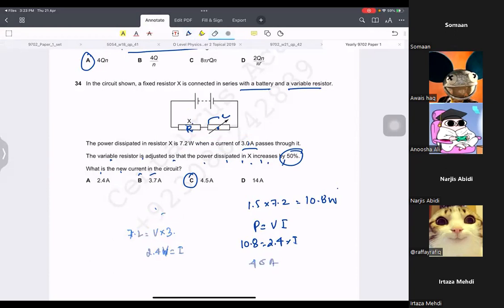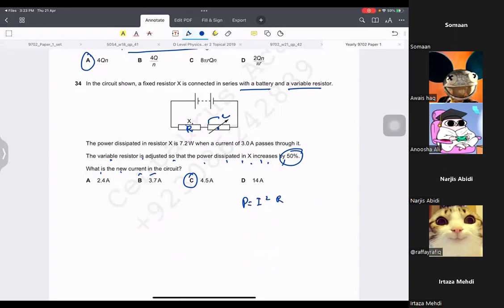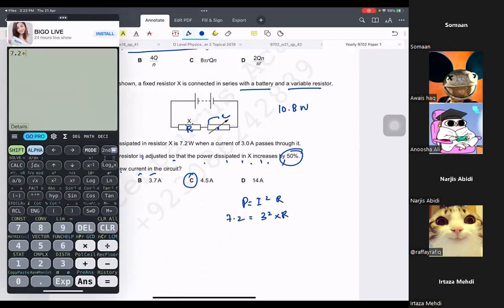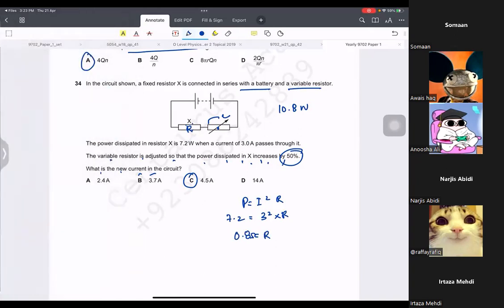Sorry, resistance will stay the same. So I need to find the resistance, not the voltage. Power is equal to I squared R. By the way, the new power was 10.8, I believe. So 3 squared R equals 7.2, so R is 0.8 ohms. Okay, this would stay the same.